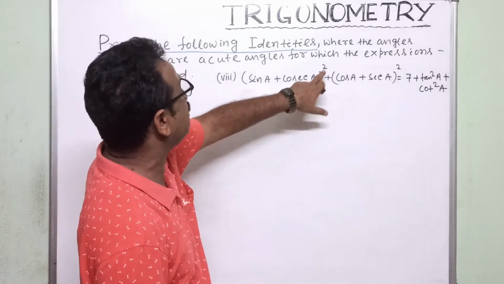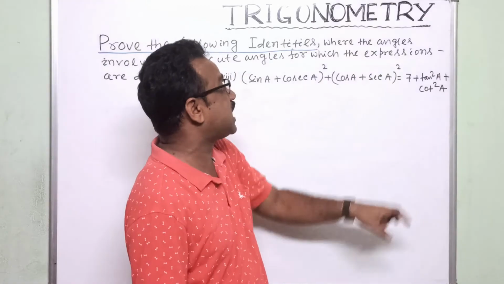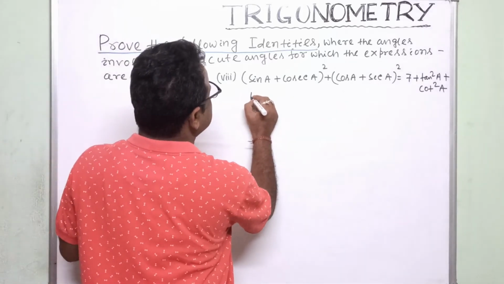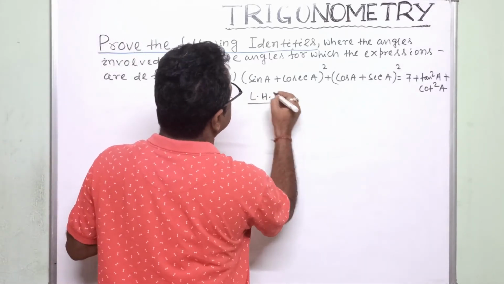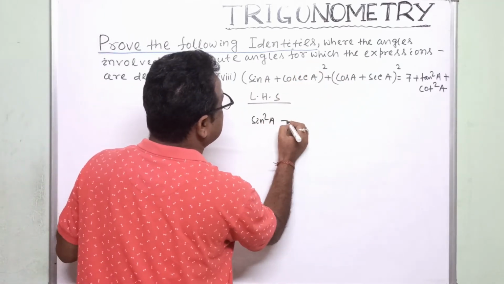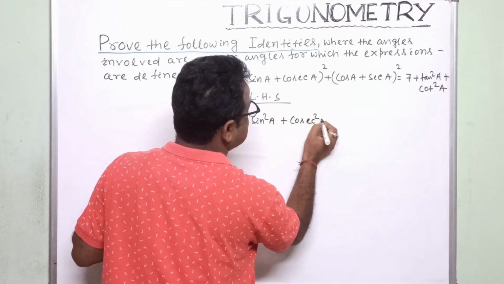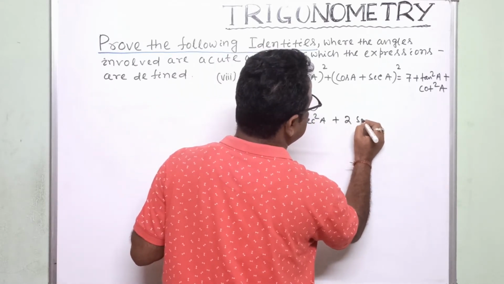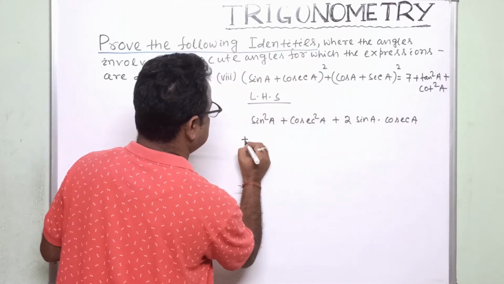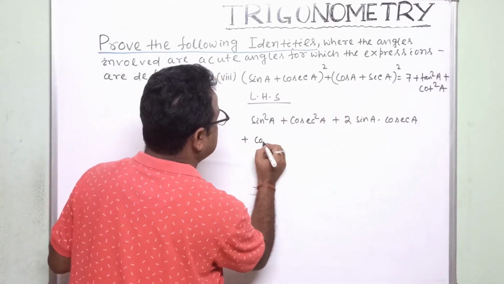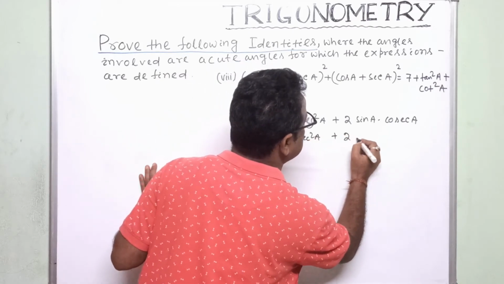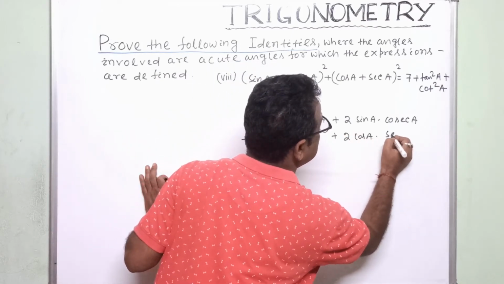So now moving to the next question. Sin A plus cosec A whole square plus cos A plus sec A whole square is equal to 7 plus tan square A plus cot square A. So now take LHS. Sin A plus cosec A whole square, (a plus b) whole square, is equal to sin square A plus cosec square A plus 2 sin A into cosec A, plus cos A plus sec A whole square, cos square A plus sec square A plus 2 cos A into sec A.